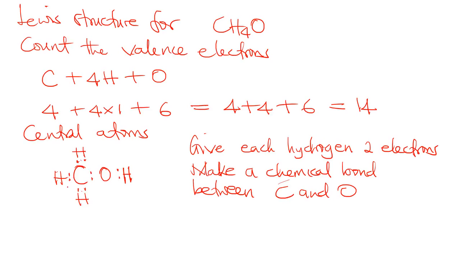So carbon already has an octet, so we are not worried about it. 2, 4, 6, 8, 10. We have used 10 electrons. There are 2 electrons remaining. So what do we do? We take the 2 remaining electrons and put them on the oxygen, which is another central atom in this case. Because oxygen does not have an octet yet, it needs 4 more electrons.